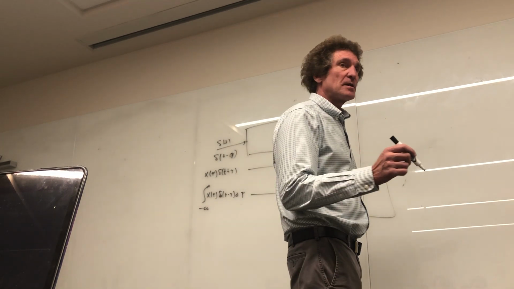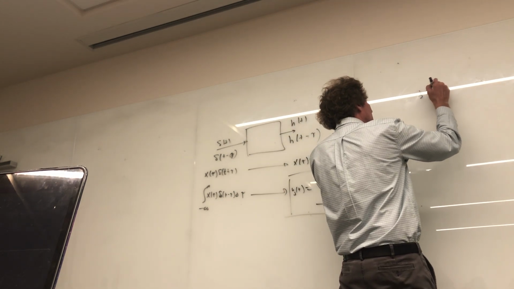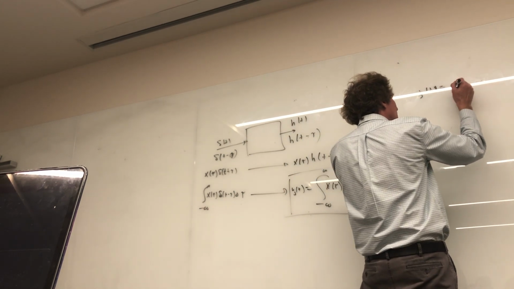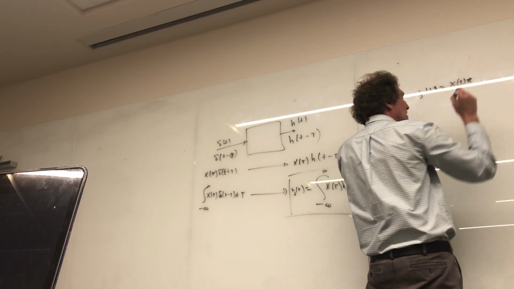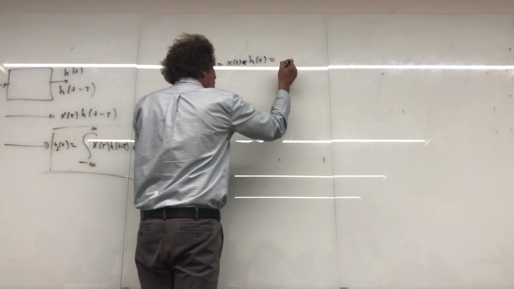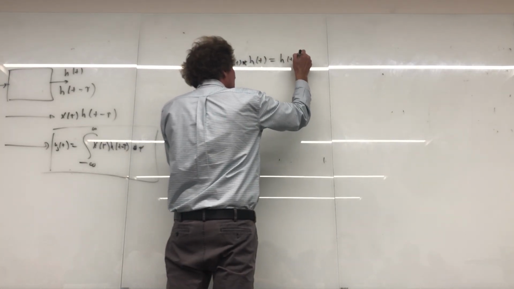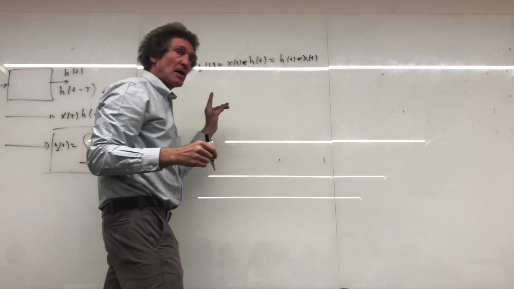The more problems you do, the clearer it gets. When you have convolution, y of t is equal to x of t convolved, that's the symbol for convolution, an asterisk, with h of t, or it can be h of t convolved with x of t. That's a symbol for convolution.